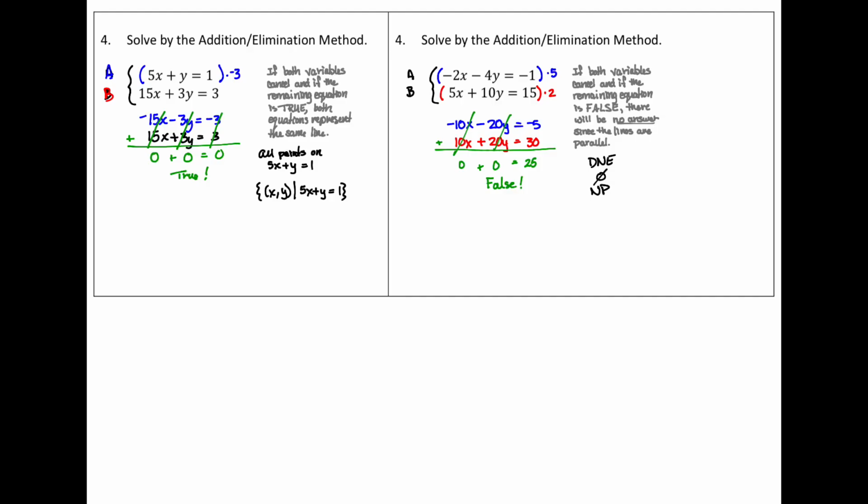Okay, so the green part is the same no matter what, right? If you get something that's true, you're going to have answers. If you get something that's false, you won't have any. Okay, and when it's true, you're going to have a lot of answers, an infinite number of them, but you have to write it correctly.